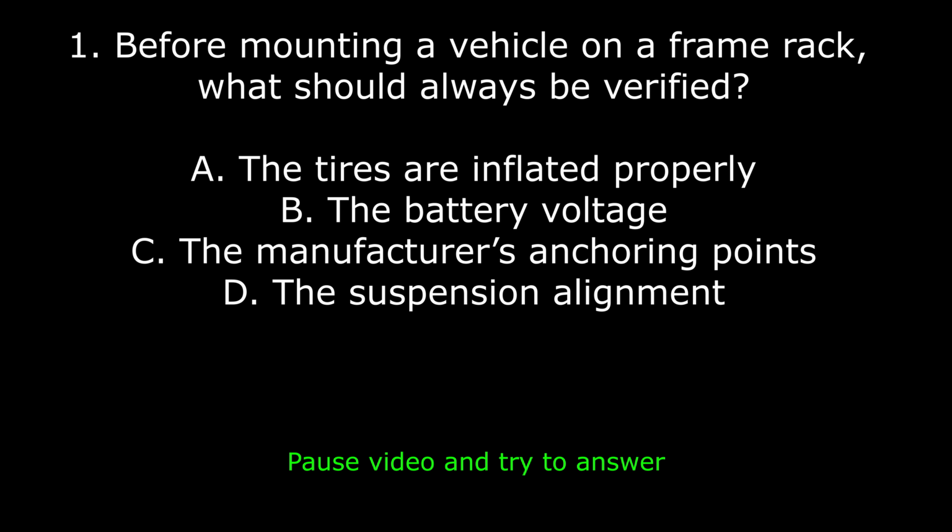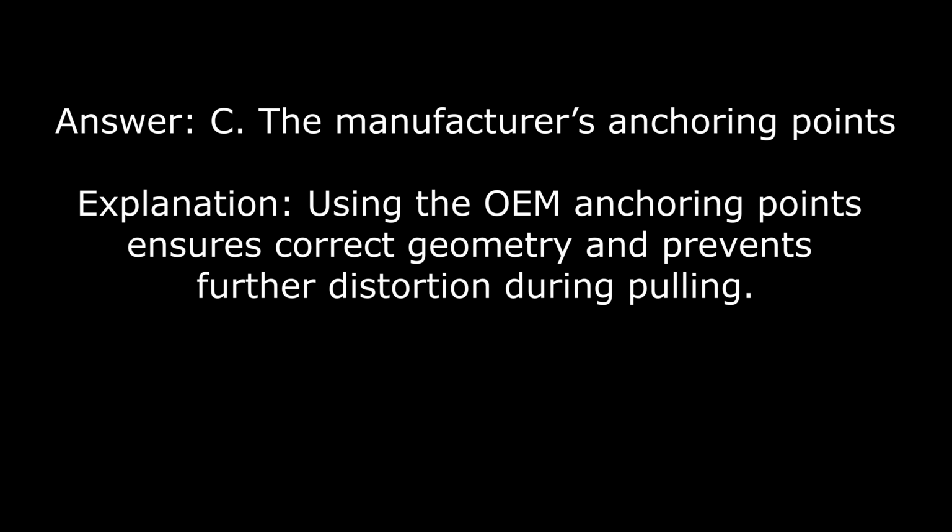1. Before mounting a vehicle on a frame rack, what should always be verified? A. The tires are inflated properly. B. The battery voltage. C. The manufacturer's anchoring points. D. The suspension alignment. Answer: C. The manufacturer's anchoring points. Explanation: using the OEM anchoring points ensures correct geometry and prevents further distortion during pulling.